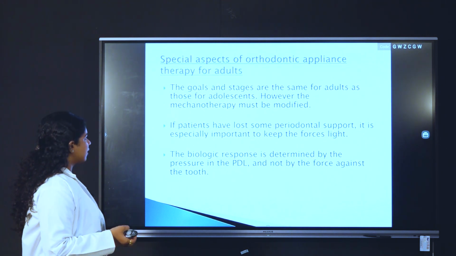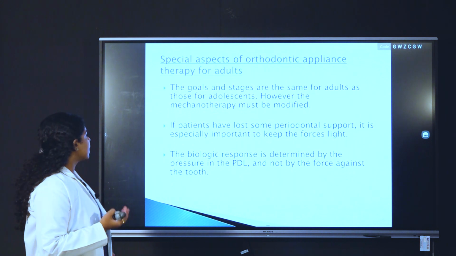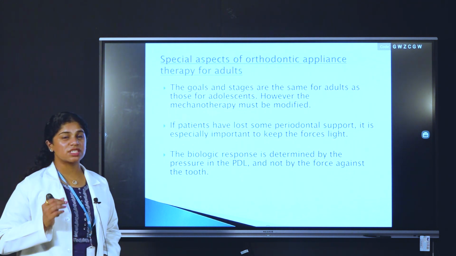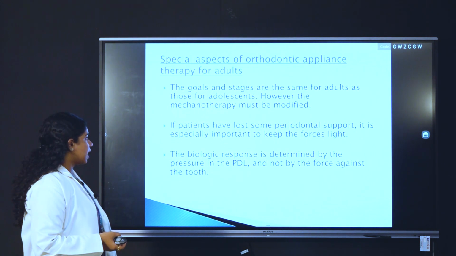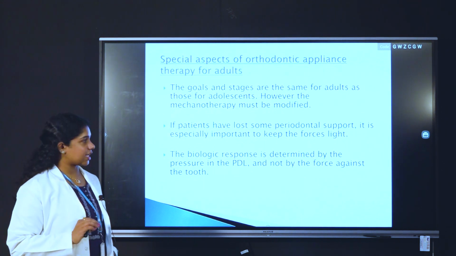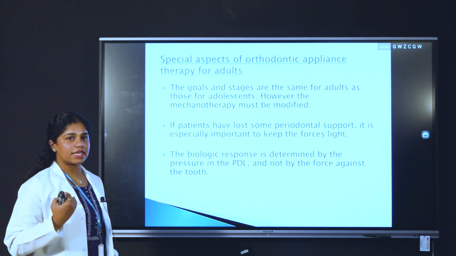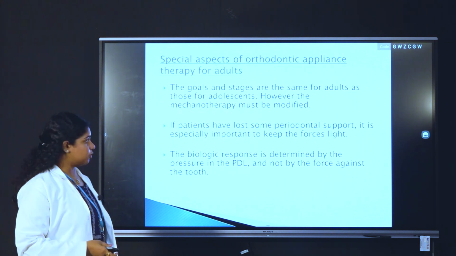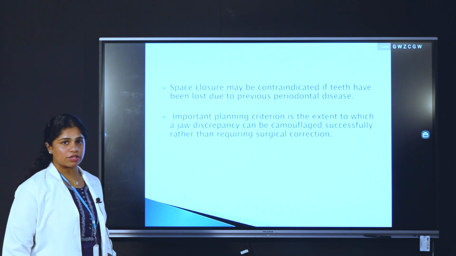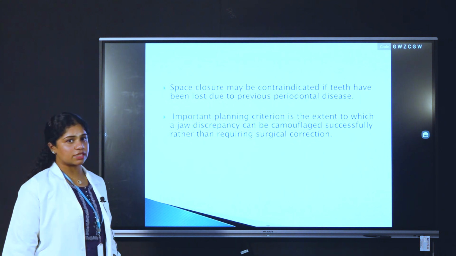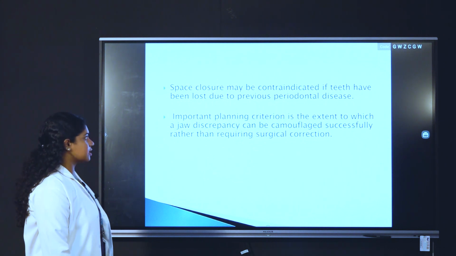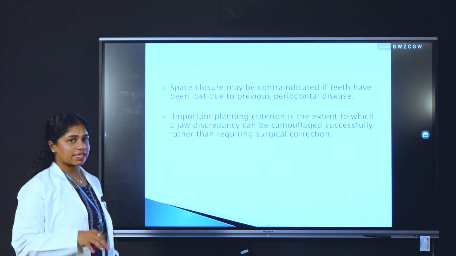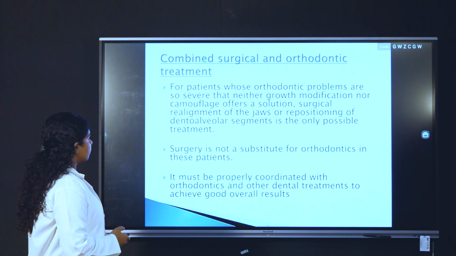Mechanotherapy is nothing but, if the patient has lost some periodontal support, it is especially important to keep the forces very, very light. The biological response is determined by the pressure in the PDL and not the force against the tooth. So the force that is given to an adult patient is to be reduced considerably. Space closure may be contraindicated if the teeth have been lost due to periodontal diseases. An important planning criterion is the extent to which a jaw discrepancy can be camouflaged successfully without any surgical correction. That criterion is to be considered before treating.